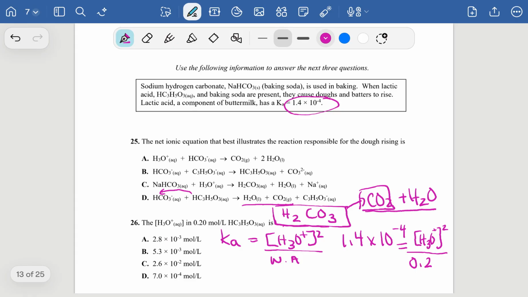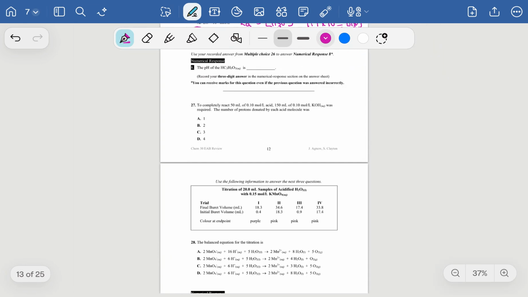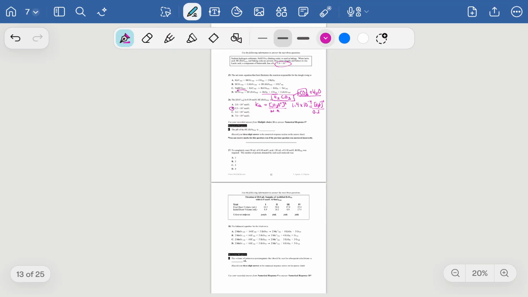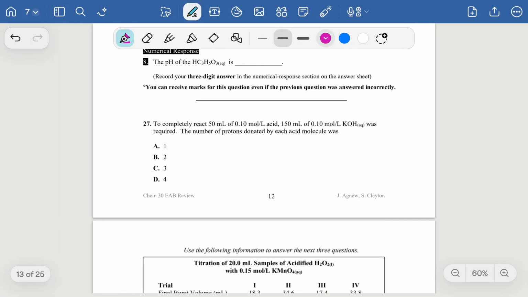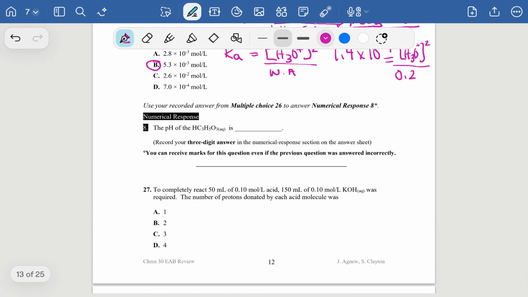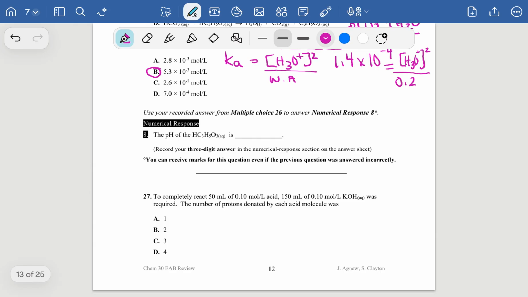Okay. The next part, just waiting for this to catch up to me here. So our next part, looking at what we had there, it's asking you for your answer for multiple choice 26 to figure out the pH of your system. So when I'm looking at this here, let's see if this will work for me. If not, I'll start over. Okay. Let's see. I think it will be okay.